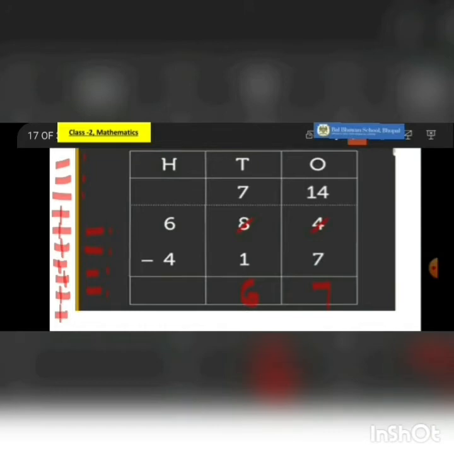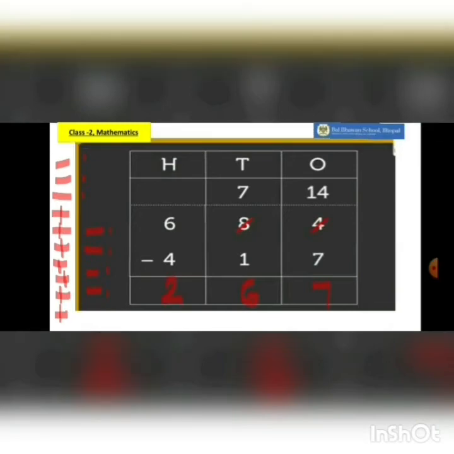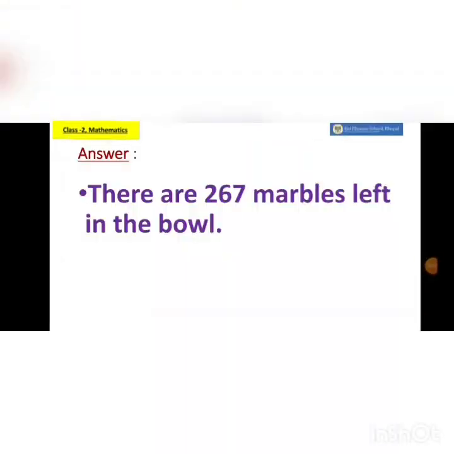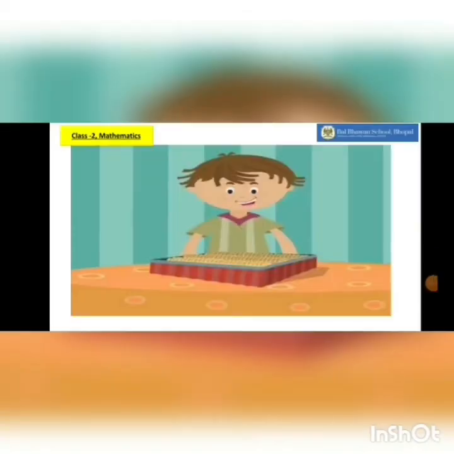Now that it is done, come to the hundreds place. So the upper digit is again bigger and the lower digit is smaller. Again we can minus. 6 minus 4 is 2. Very good. So the difference is 267. So in the last, we are going to write the answer statement as: there are 267 marbles left in the bowl. Now, let's move on to the second example.